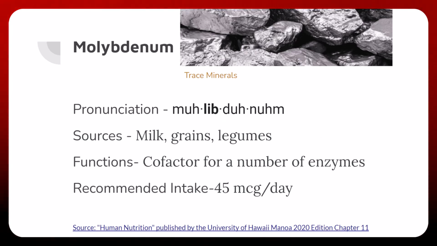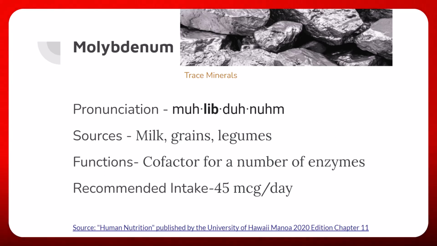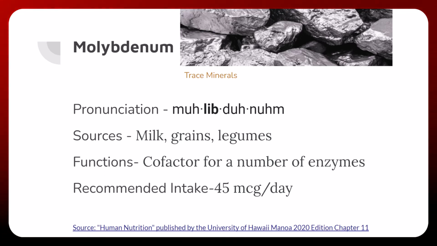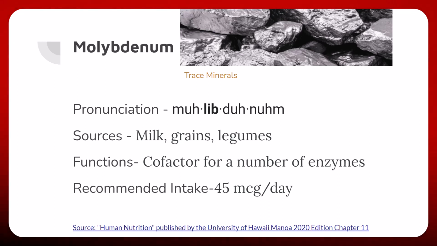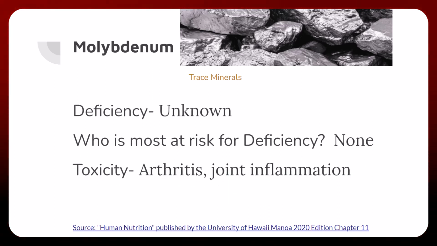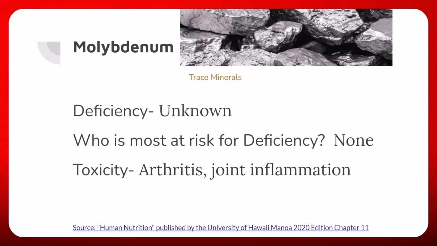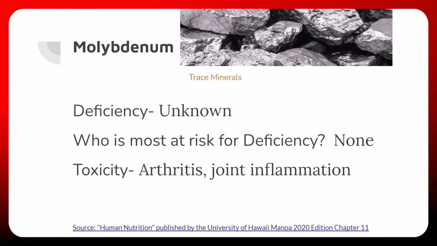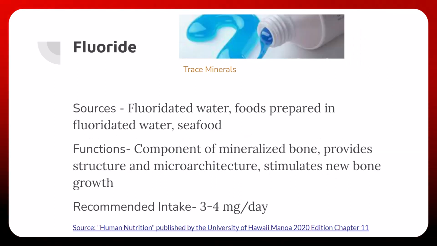Next, we have molybdenum. Its sources are milk, grains, and legumes. Its functions are as a cofactor for a number of enzymes. Its recommended intake is 45 micrograms per day. Deficiency, we don't really know of a deficiency of it. Who is most at risk for deficiency? Since we don't know of one, there's no one at special risk. A toxicity would look like arthritis and joint inflammation.